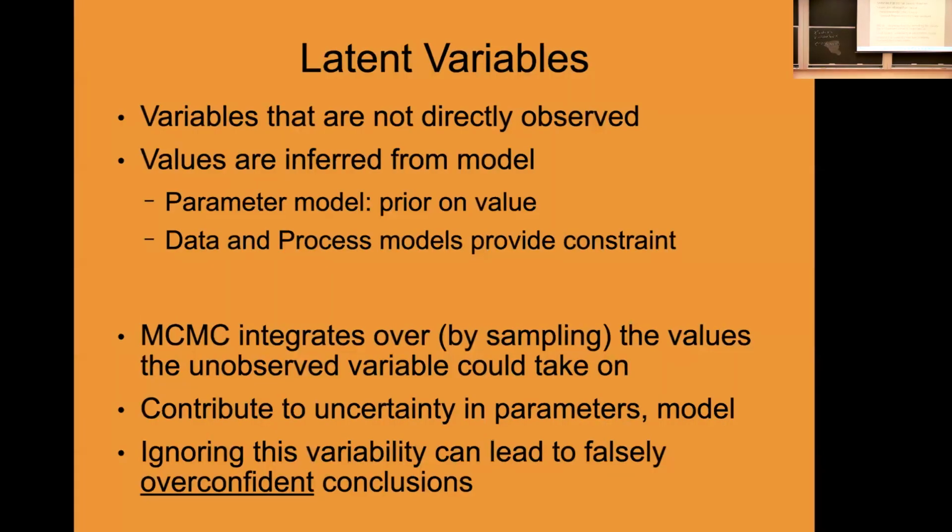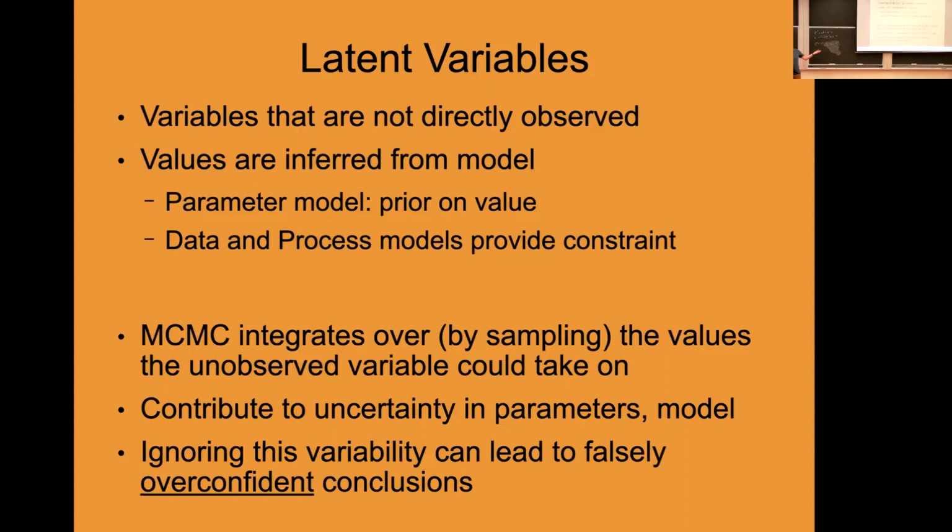Okay, so some more thoughts about latent variables as a concept. They are variables that are not directly observed. They're inferred from the model. So you need to put a prior on them. And both the data model and the process model provide constraints to those latent variables. Under the hood, what's happening is MCMC is integrating over all the values that those latent variables could take. So rather than imputing a single gap-filled value for those things, as the MCMC is going through, it's sampling what those values could be.